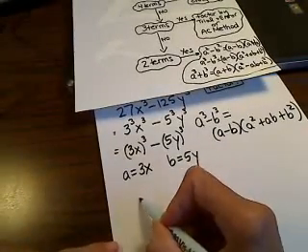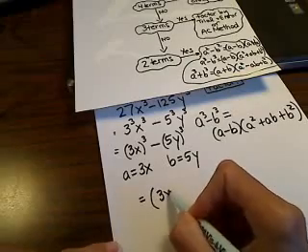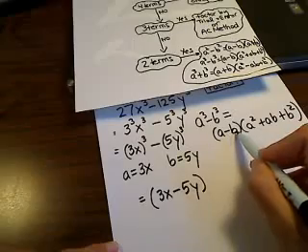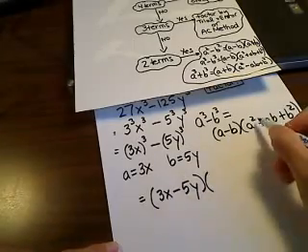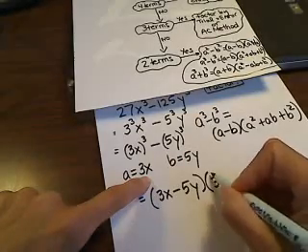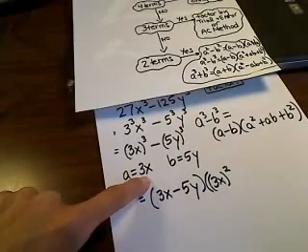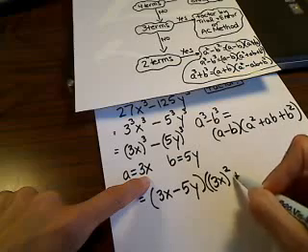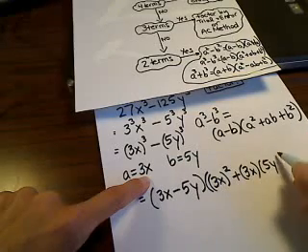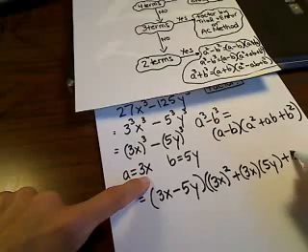We've got 3x and then minus 5y. That's the a minus the b. And then we've got a squared. Well, notice that a has two things in it. Okay, so I need to square both of those things. I'll do that on the next line. And then we're going to have plus 3x times 5y. That's plus a times b. And then plus b squared, 5y squared.